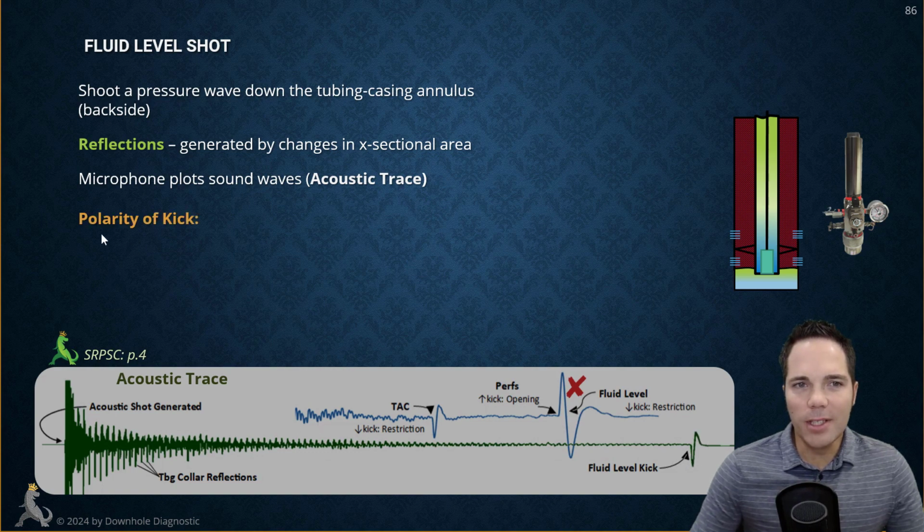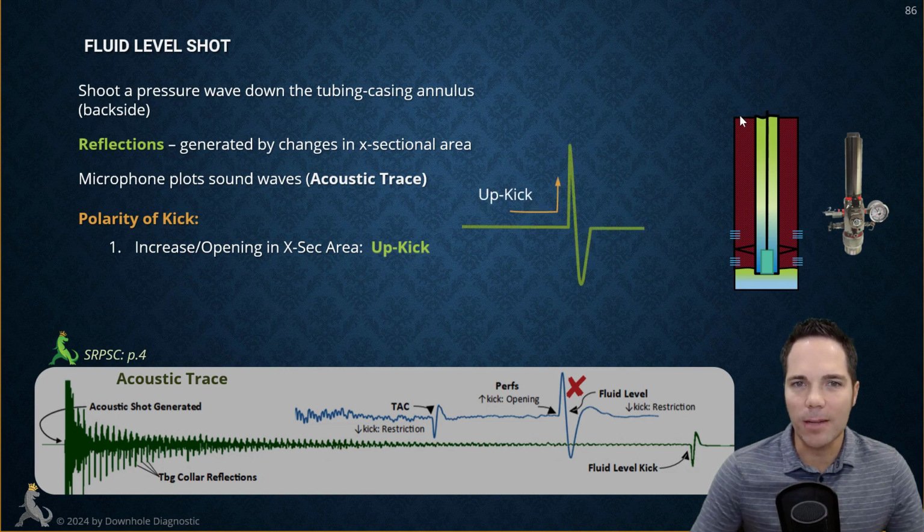Okay, so anyways, the polarity of kicks. If you don't understand down kick, up kick, let's talk about that. There is a difference in the way that it's plotted based on what comes back to the microphone. If that pressure wave, as it's going downhole, sees an increase or an opening in the cross-sectional area, that is going to be plotted as an upkick. And this is an upkick. So going from left to right, it first kicks up, and then it has the rebound down. That's what I was talking about right here. But what matters is what does it do first, going left to right?